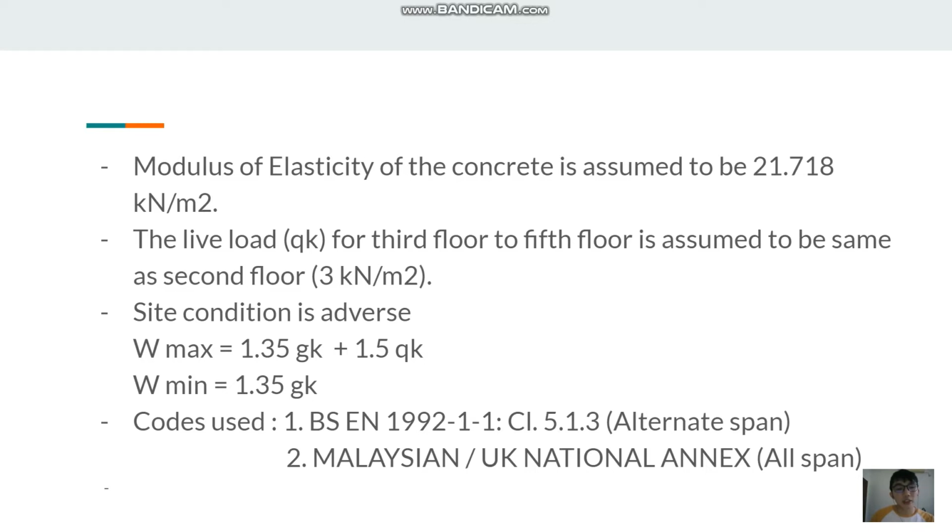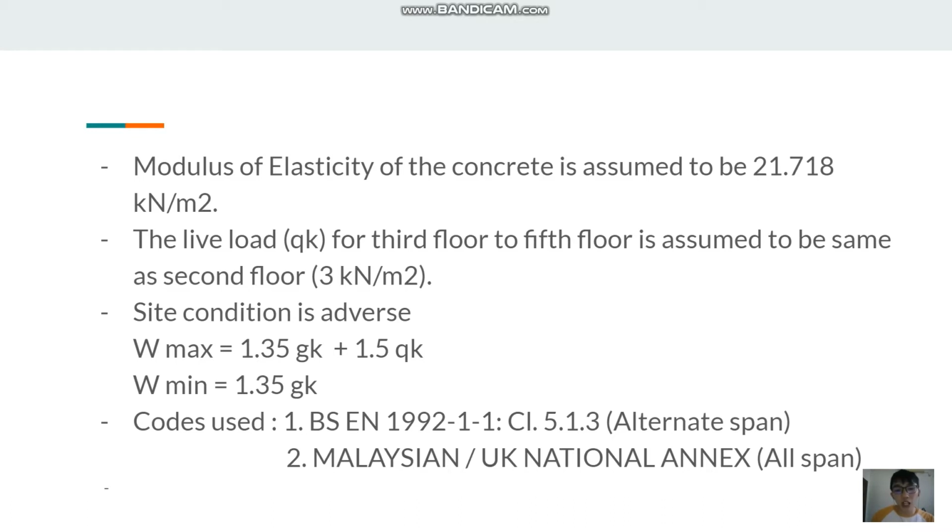The code used in this project includes BS EN 1992-1-1 C1.5.1.3. This brings the alternate span loaded condition, whereby one span will bear 1.35 GK plus 1.5 QK, whereas the other side will bear the minimum of 1.35 GK only.